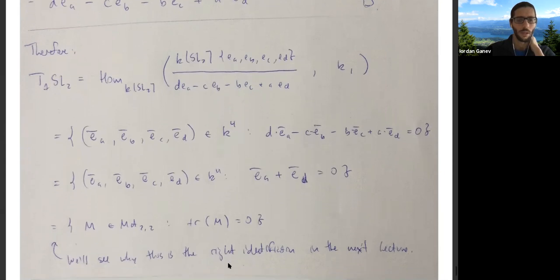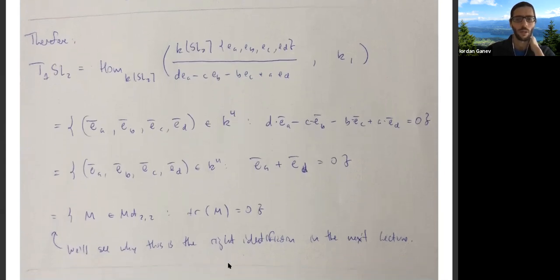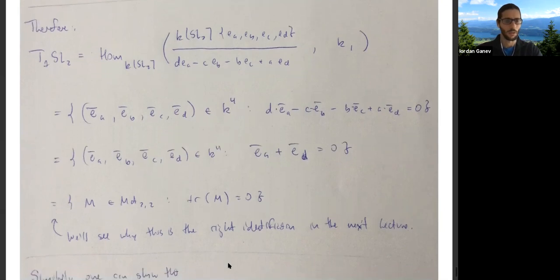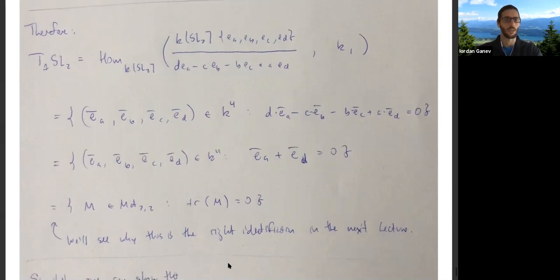At this point, it's not clear why it's useful to formulate this in terms of 2 by 2 matrices, but in the next lecture on Lie algebras, we'll see that this is the right thing to do. So there we go. We computed the tangent space at the identity of SL2.